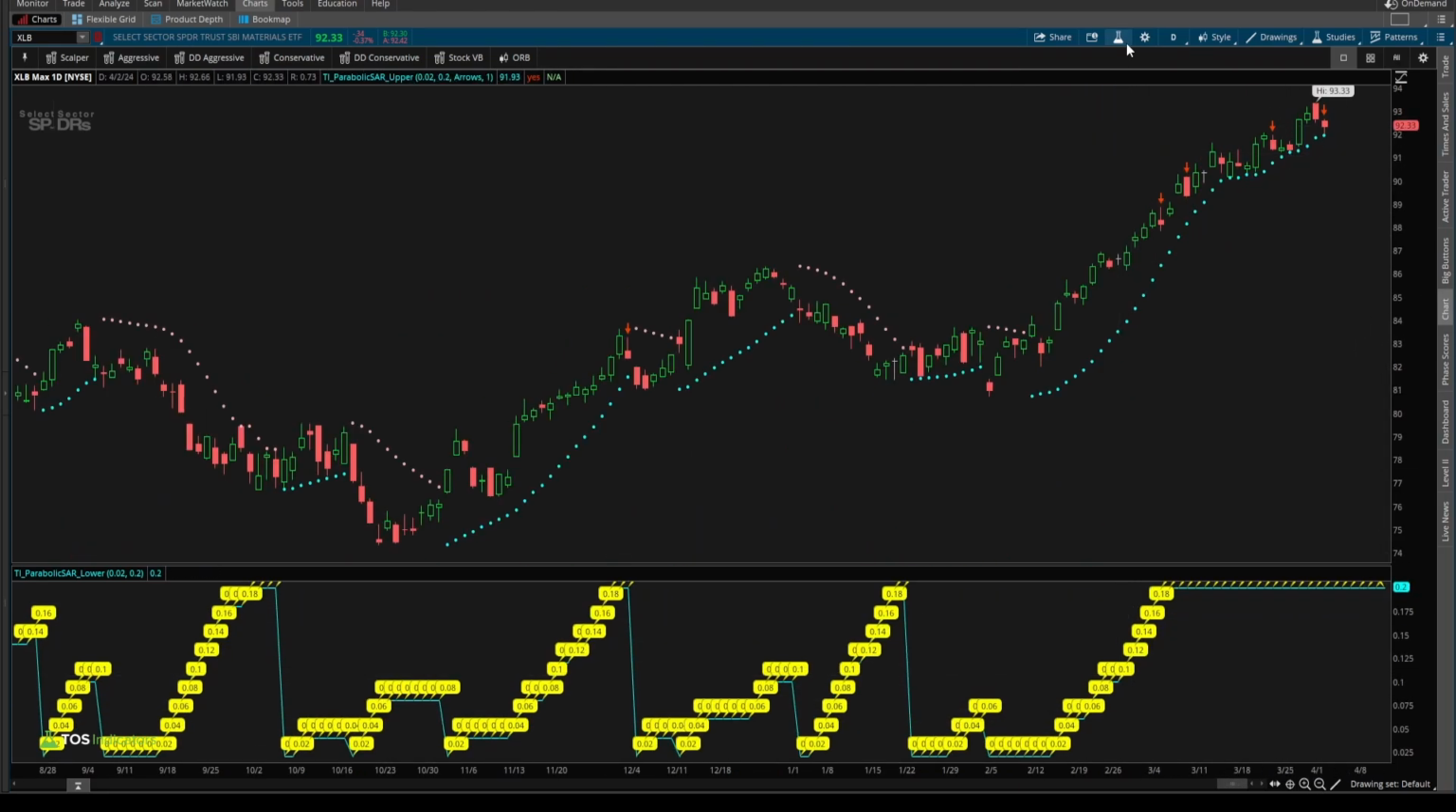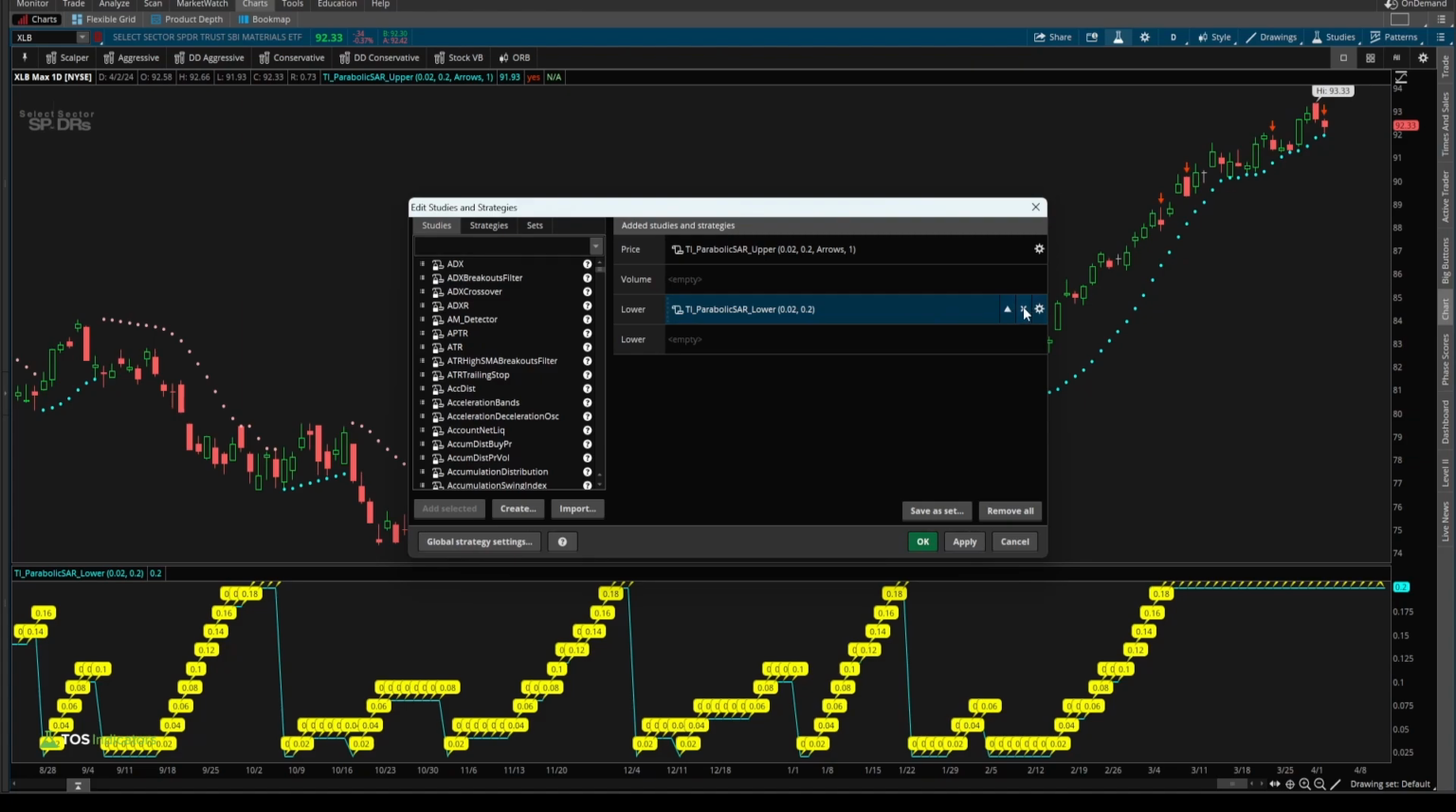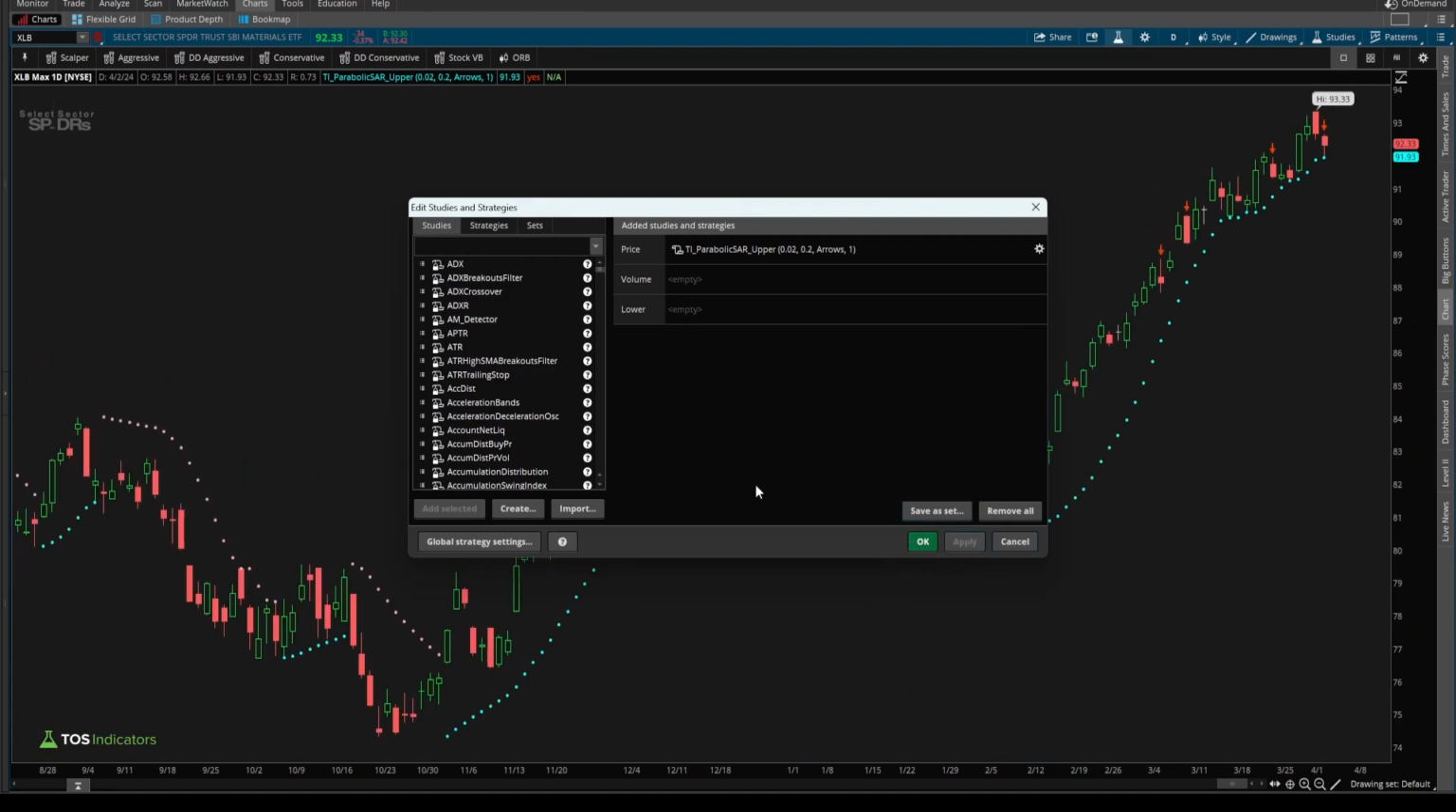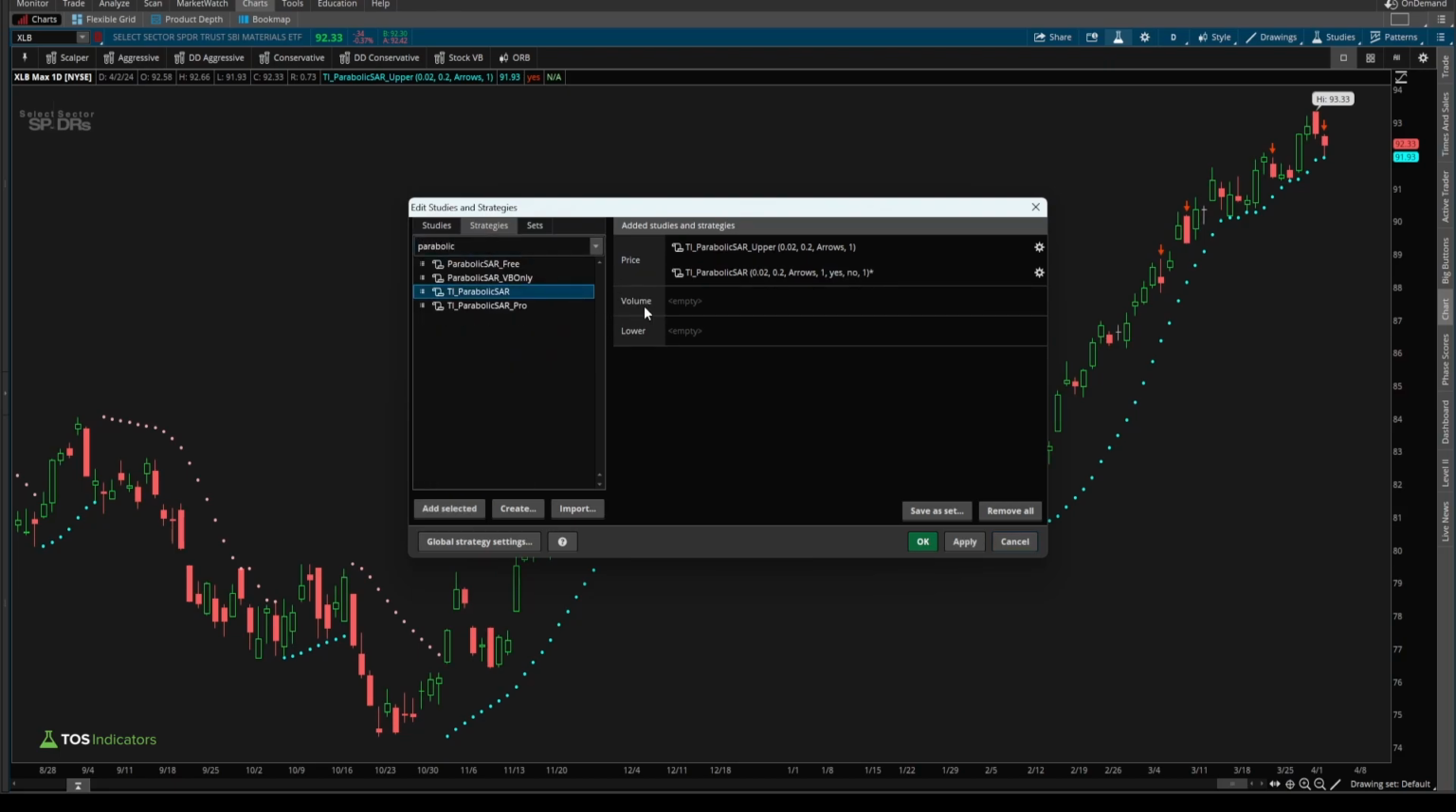Now, instead of just having this feeling, let's try and put some numbers to this. So I'm going to remove our lower indicator, and now we can bring in our backtester. This is the whole purpose of the backtester.